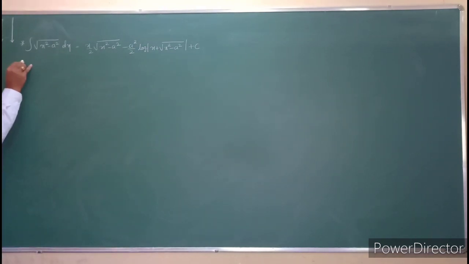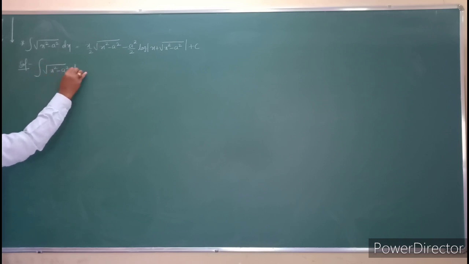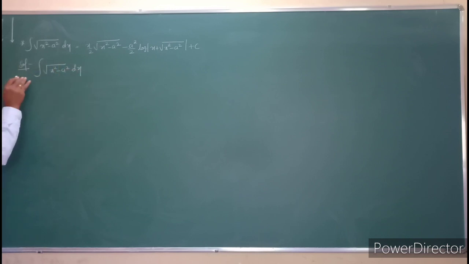See that first. Integral root of x square minus a square into dx. I will take this function as I.